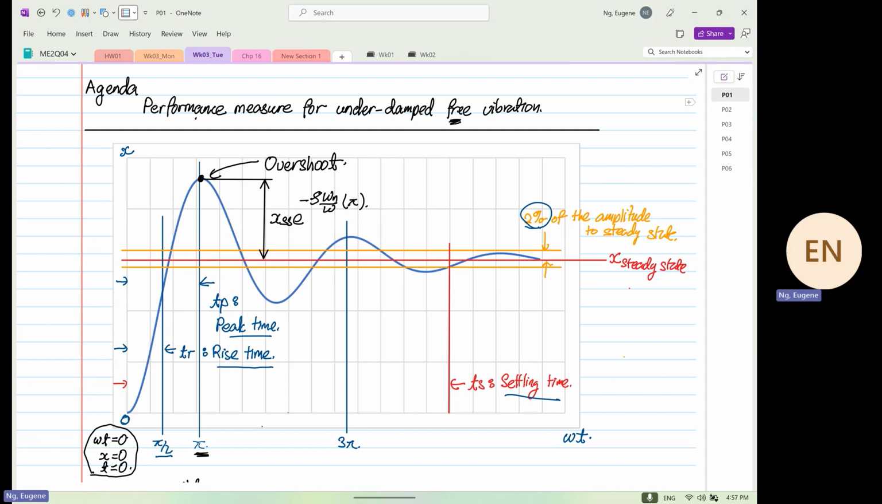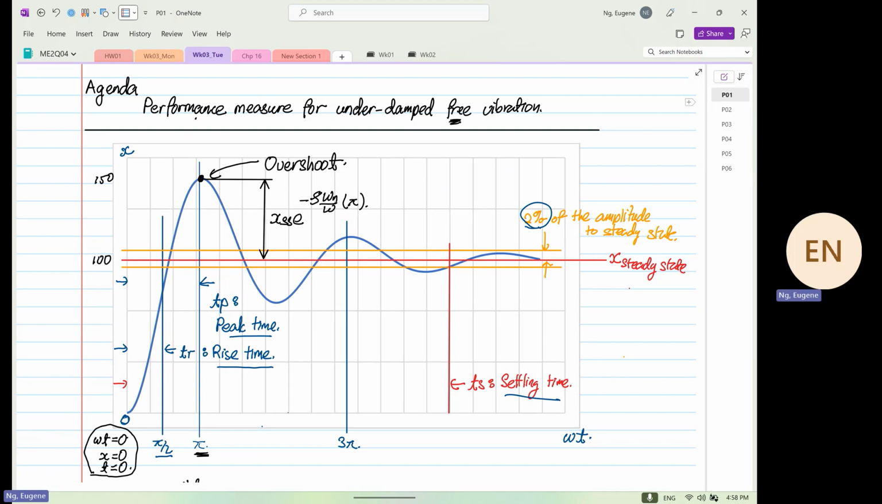Overshoot is the portion of the overshoot relative to the steady state value. If this value over here is 100, the overshoot is 50%. The overshoot will be what? There you go. Now, why is it so important to know about this overshoot?